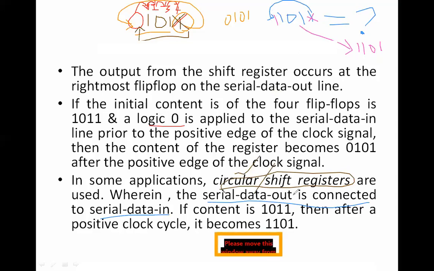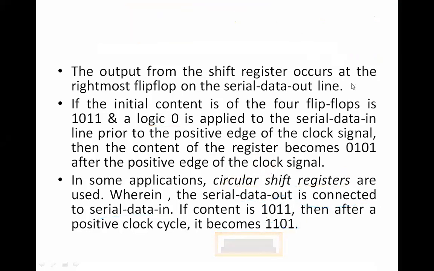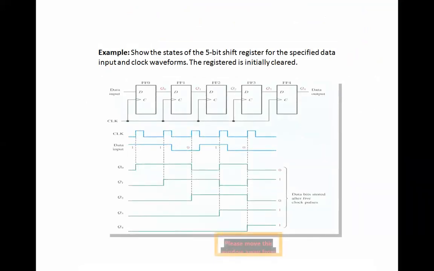So if the content is 1011, then after our shift it is going to become 1101. Of course, this is going to come and sit here. I hope these are clear with you all. So this is our example. We can actually create a few examples. We can create problems, and I can give you some data here and tell you what is going to come up at the output.